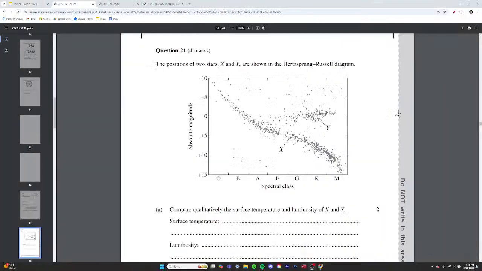Alright. Oof. Back at it. Going hard. Alright. I'm running out of paper.